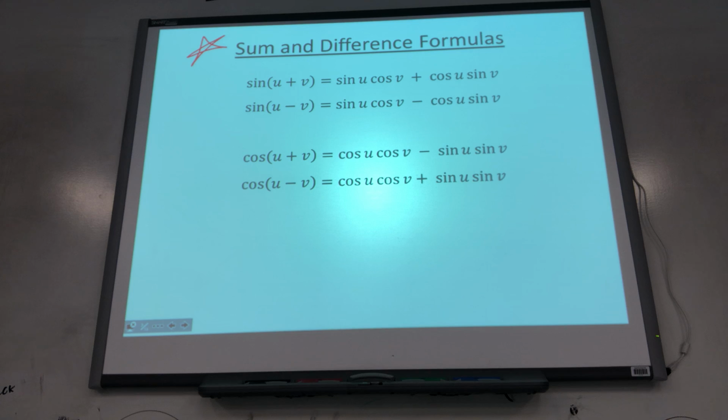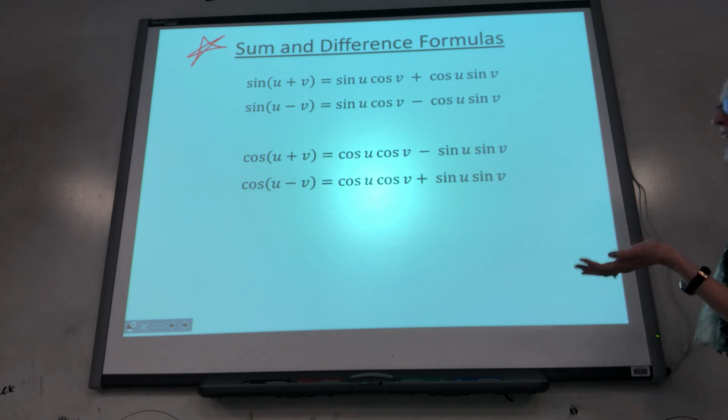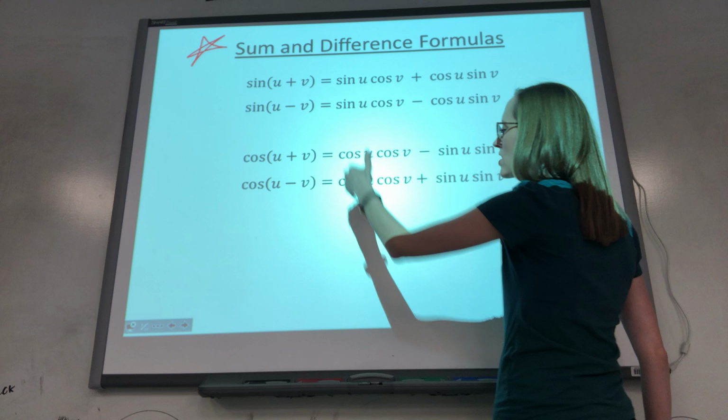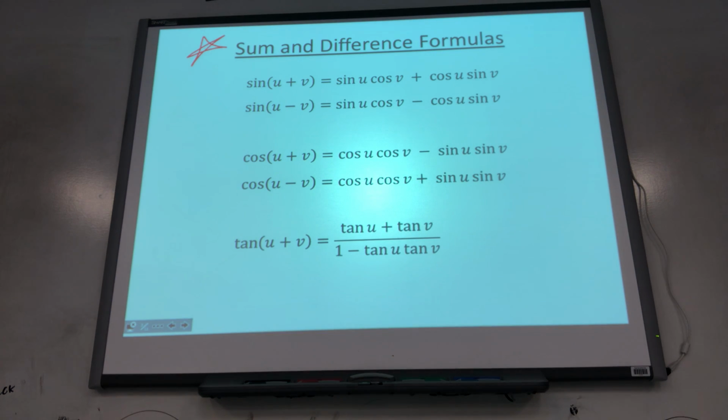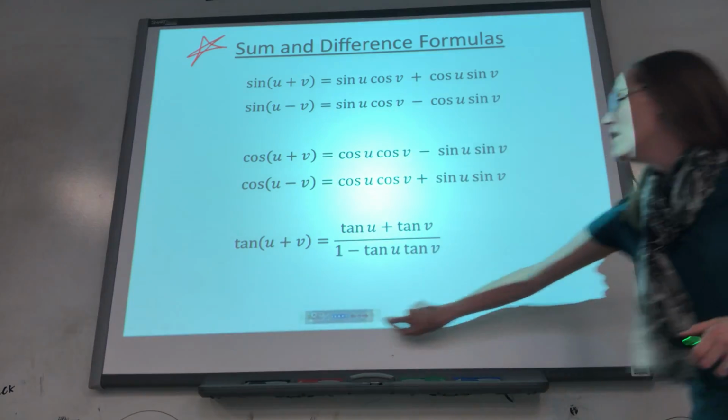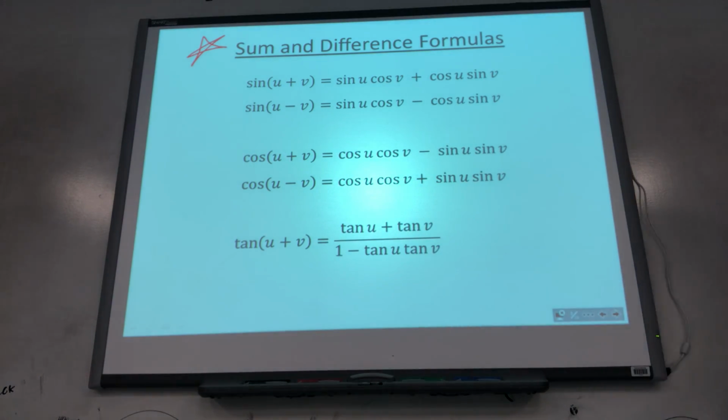That looks good. Now we're going to do it one more time for tangent. We only have them for sine, cosine, and tangent. So these are the last two. And tangent is actually set up as a fraction. Tangent of u plus v equals tangent of u plus tangent of v all over 1 minus tangent of u tangent of v.